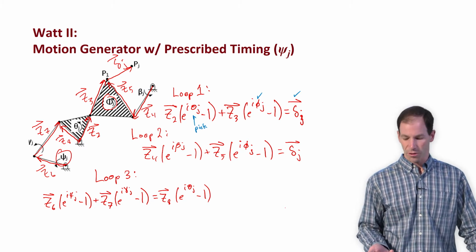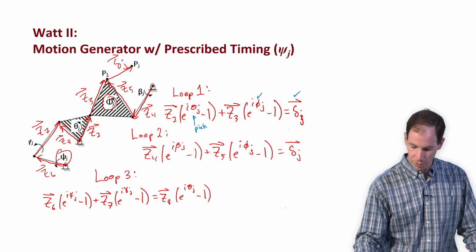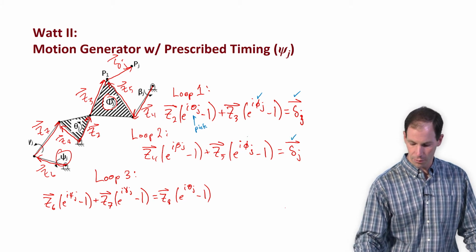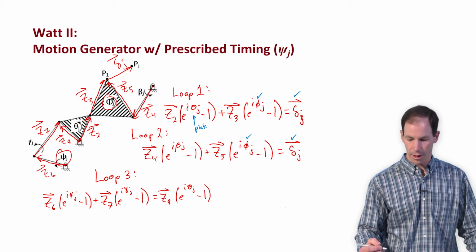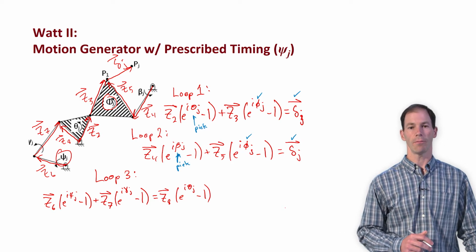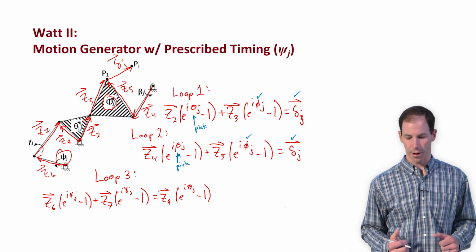As I go to loop 2, I would say, all right, again, it's a motion generation dyad where I have a displacement vector as well as a rotation of my coupler. And now, very similarly, in 3 positions, I would make free choices of my beta angle, and then I could solve for Z4 and Z5.